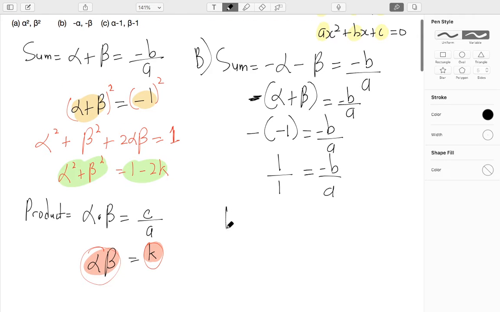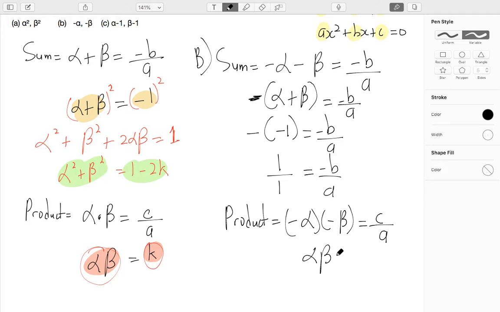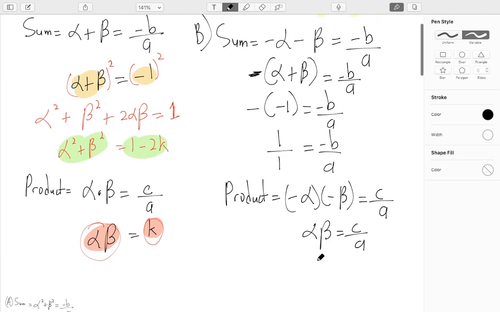Let's see if we can find c using the product rule. For the product, we have, sorry, not alpha, negative alpha. Our roots here are negative alpha, negative beta. So we have negative alpha times negative beta, and that's equal to c over a. Negative times negative is positive, and alpha times beta is just alpha beta. So alpha beta equals c over a. And have we found alpha beta?